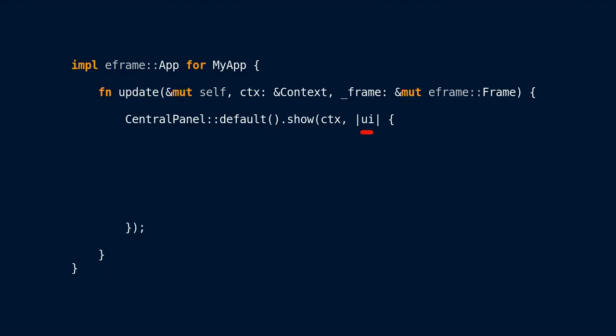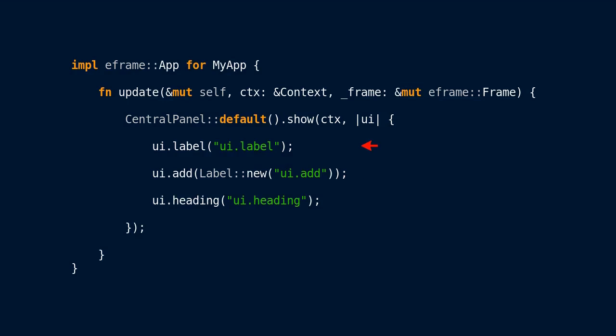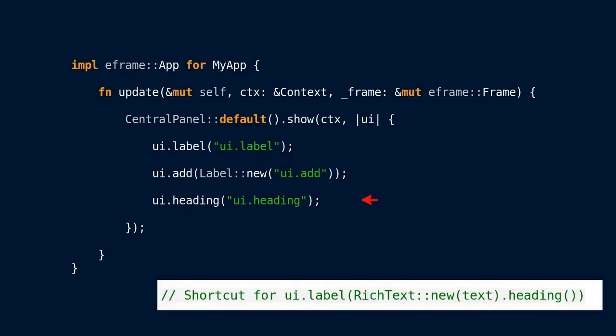UI is a region of the screen where you can place widgets, like labels and buttons. We place a label first. The second one. The third one, which is a shortcut for ui.label using rich text.